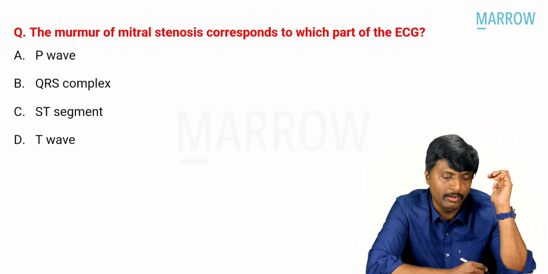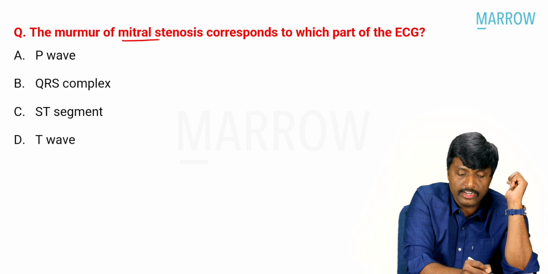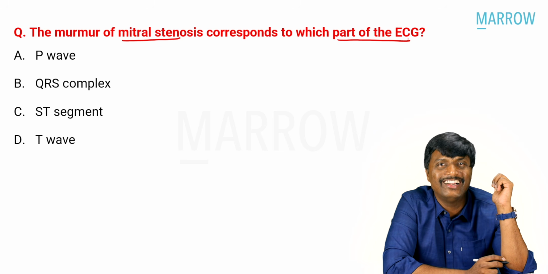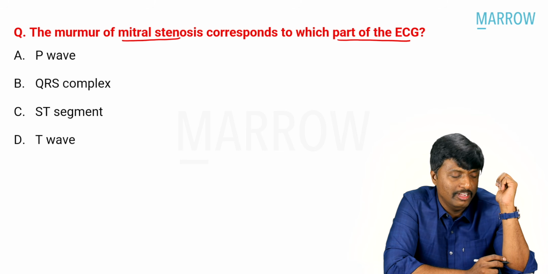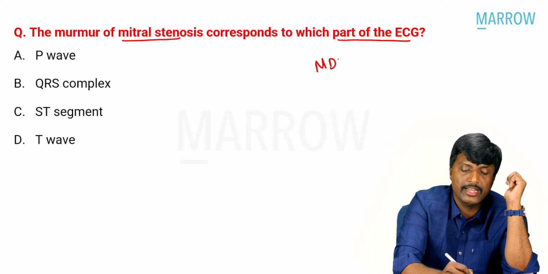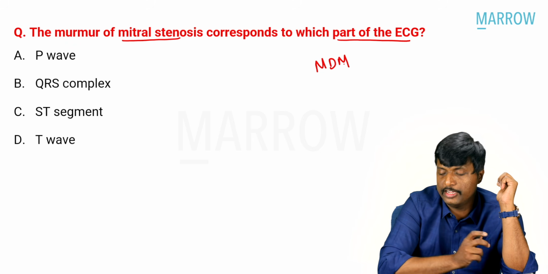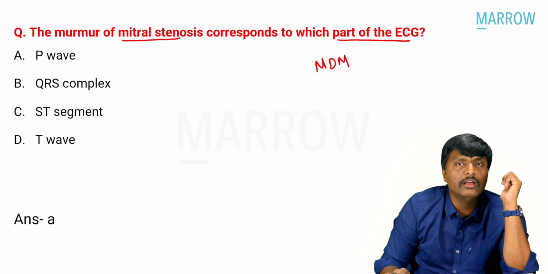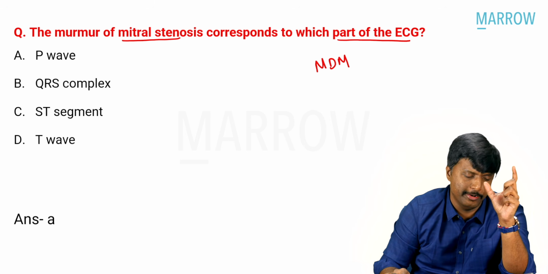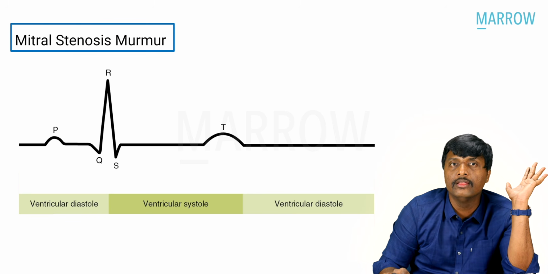Next question. The murmur of mitral stenosis corresponds to which part of the ECG? Another thought-provoking question. Mitral stenosis, what murmur do we classically get? Mid-diastolic murmur, corresponds to P wave. How to remember this, sir? No need to memorize. Understand the concept with the help of this diagram.